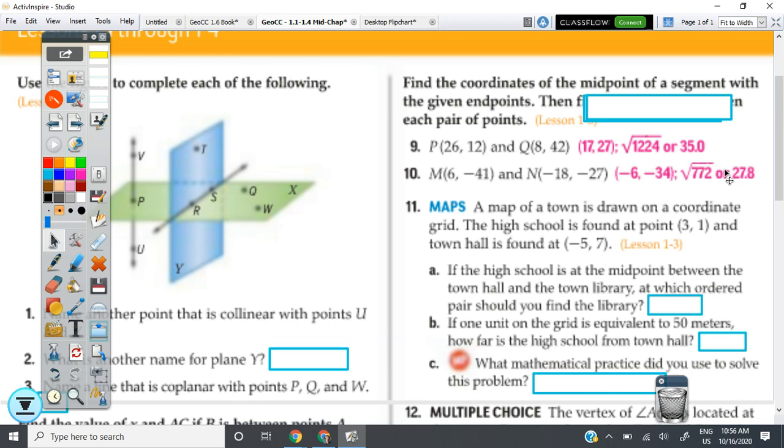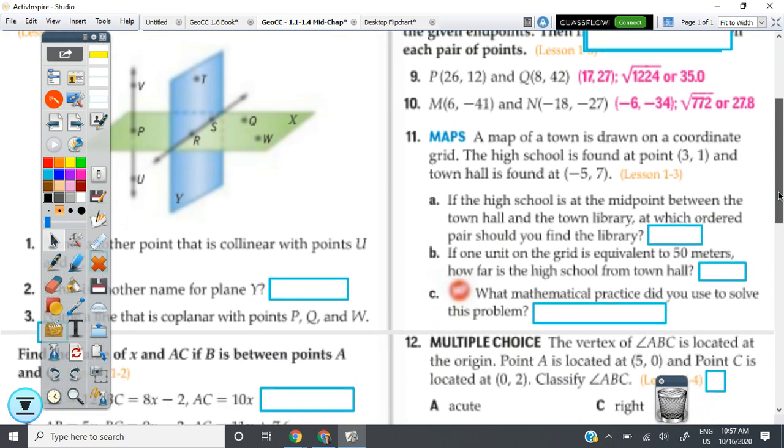And they should have approximately equal, that wavy equal sign, here as well. The book's kind of wrong here. That's a rounded answer. Normally we round to tenths or hundredths. So that's good enough for us.